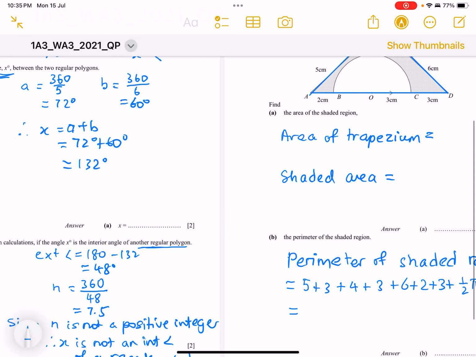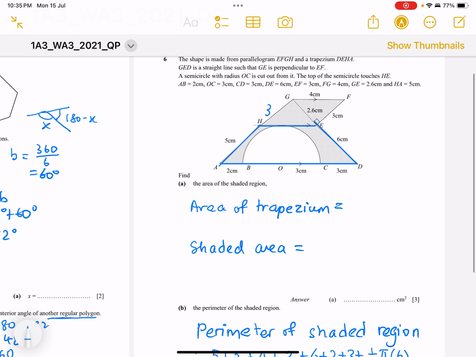The last question is on area, which is not being tested, but you have done it in the primary school. So to find the shaded area, we need to find first the area of the trapezium, which is half sum of parallel sides times the height, which is 3 cm. Right, this is the height. Right, that gives us 22.5 cm squared.